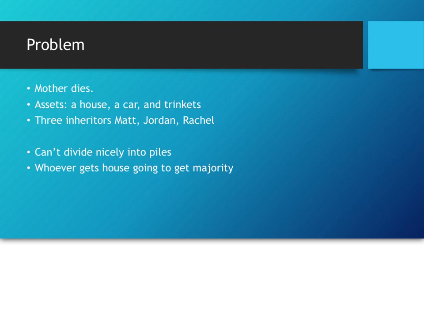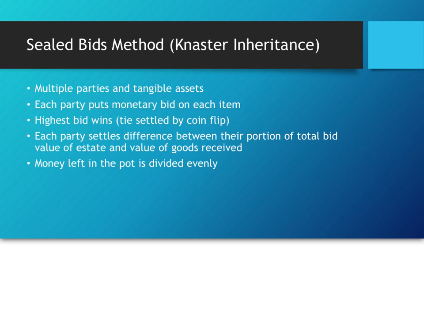So we can't nicely divide it and do a divider-chooser method where piles are 1/3. Also, if you were going to do the adjusted winner procedure, probably all 3 of the children would put over half the value in the house. Maybe they all put the house at 75% of the estate. So having this one big house causes a problem. So here's what you can do in that case.